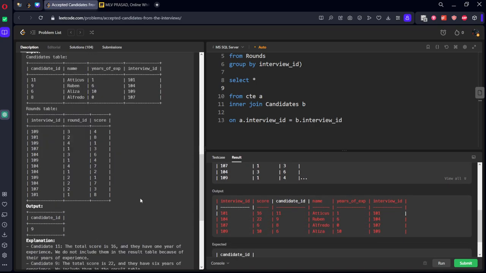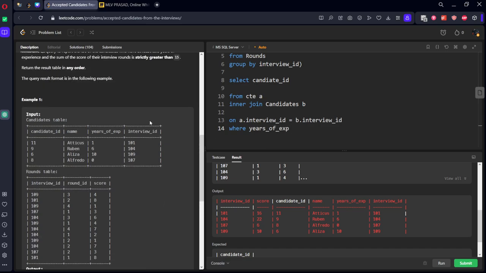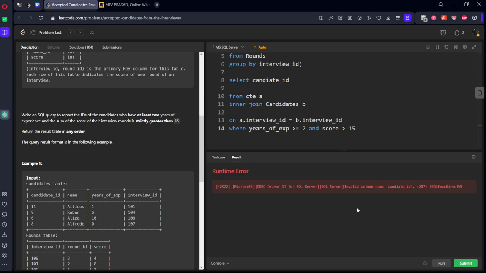Now we got it. Now what are they asking? They want only the candidate ID such that years of experience should be at least 2, so greater than or equal to 2. And score should be strictly greater than 15, strictly means only greater, not greater than or equal to 15. Let's write it. Candidate.